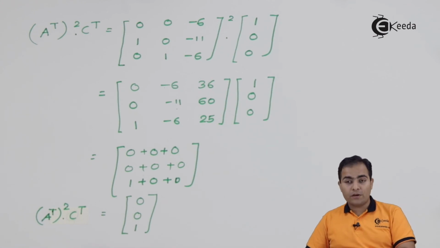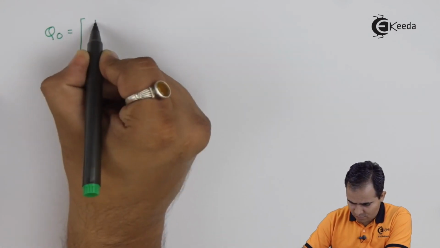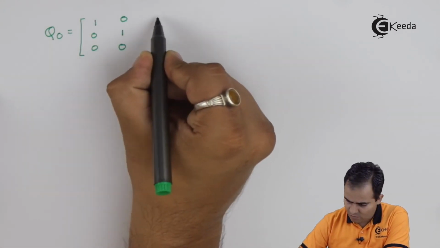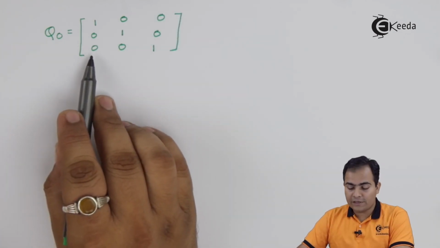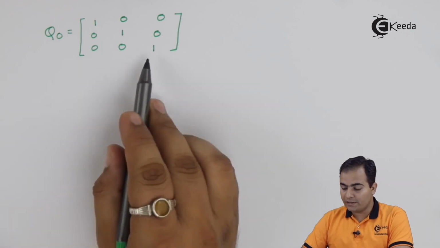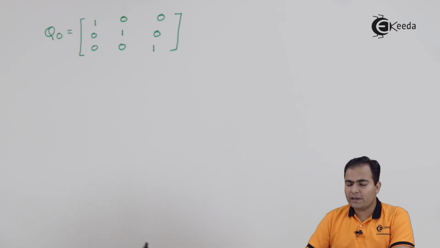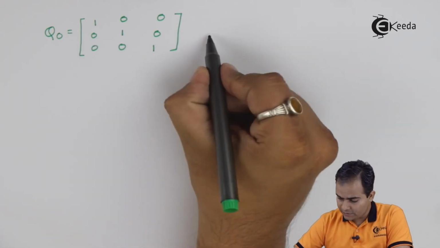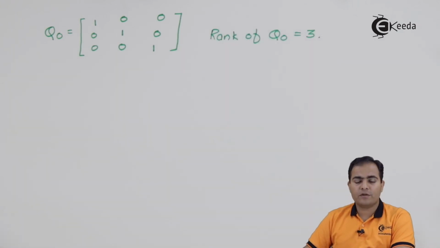Now we will substitute all the values in my Q naught matrix. Now we have substituted the values of C transpose, A transpose C transpose, and A transpose square C transpose. Now first of all, what will be the rank of this Q naught matrix? Of course, here we have 3 non-zero rows, which means the rank of Q naught matrix is 3.